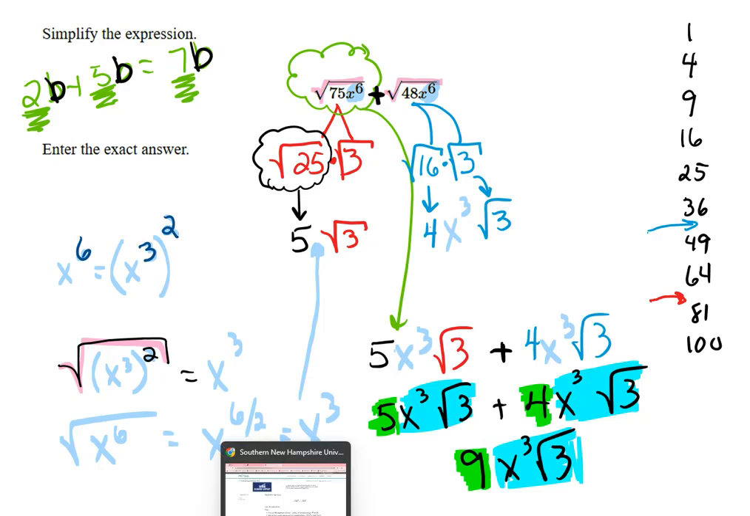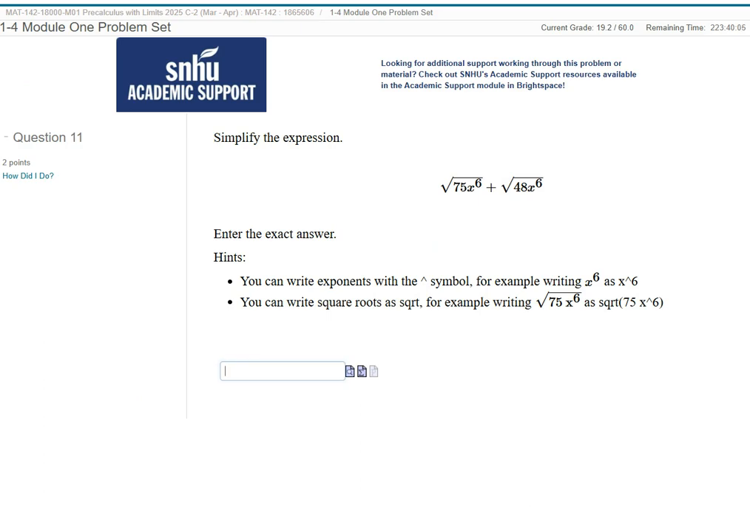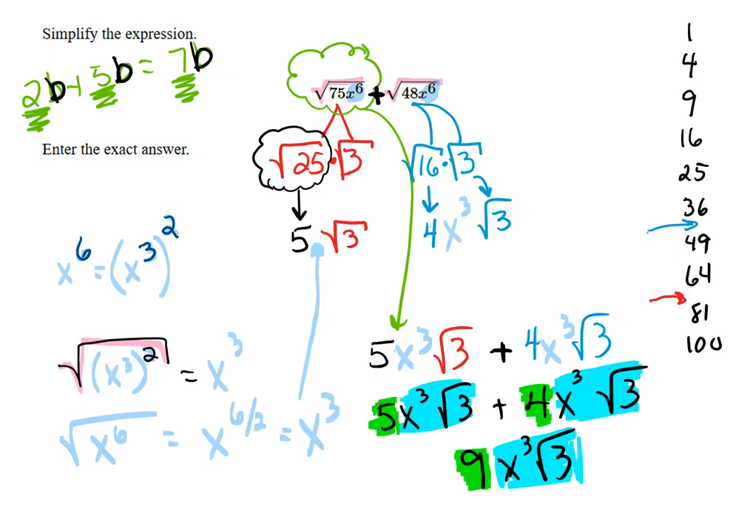Now the fun part is typing this in. Okay, I'm definitely going to use the equation editor instead of doing this up here. It says you can write exponents with the little caret button. It's that little arrow pointing up, but it doesn't look mathy to me. Then they tell me I can write SQRT instead of square root. No, I want it to look like this. I want it to look like that. That's my answer.